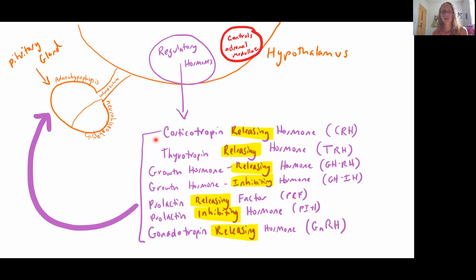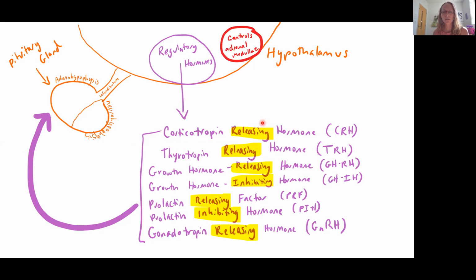Okay, so let us just kind of talk through each of these. Notice that each of your hormones also has an abbreviation, and so you do need to recognize them by both the full name and the abbreviated name. And we'll talk about what each of these hormones does as we go into our next presentation. So coming from the hypothalamus, we have corticotropin releasing hormone, thyrotropin releasing hormone, growth hormone releasing hormone, and growth hormone inhibiting hormone, prolactin releasing factor, and prolactin inhibiting hormone, and then gonadotropin releasing hormone.